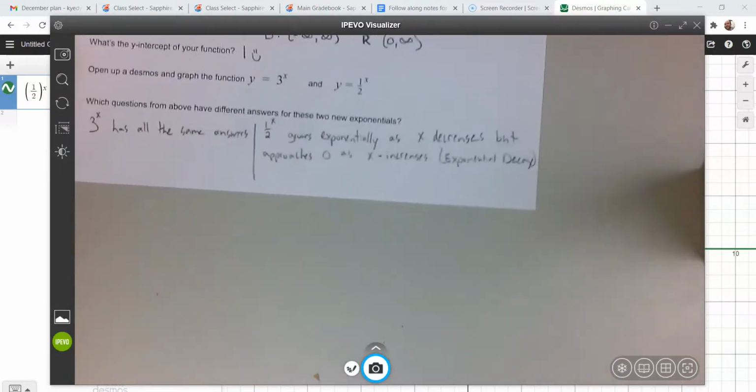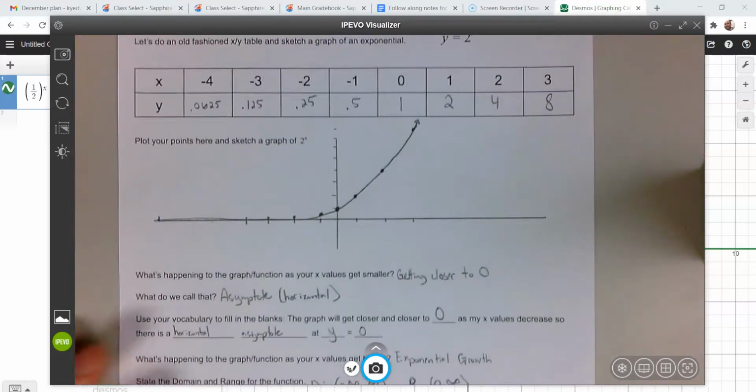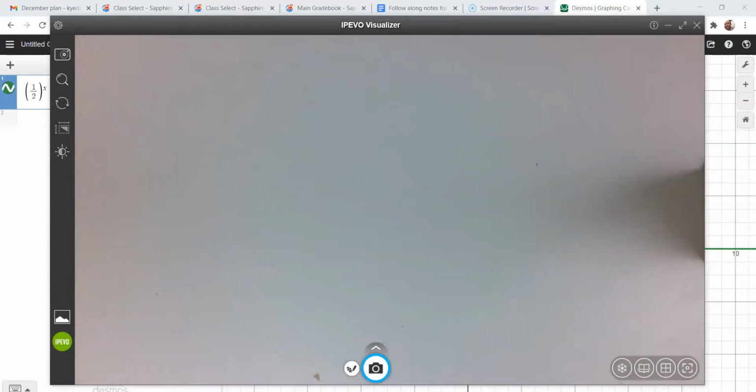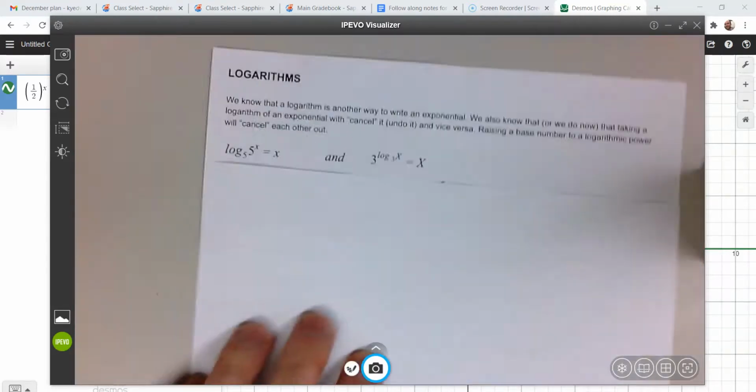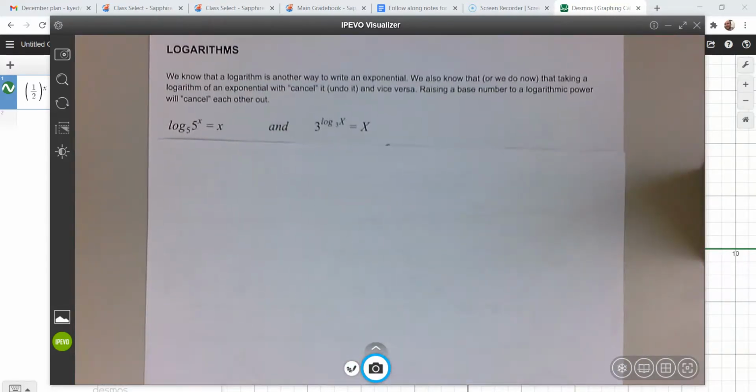Okay, so we have exponentials and exponential graphs. Not too bad, pretty easy. Now let's move on to logarithms and logarithmic graphs. So we have our little notes here. A logarithm and an exponential are just different languages of saying the same thing.